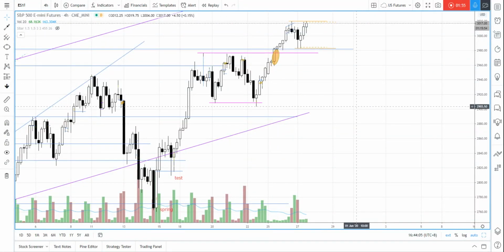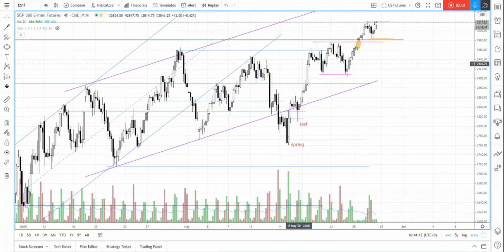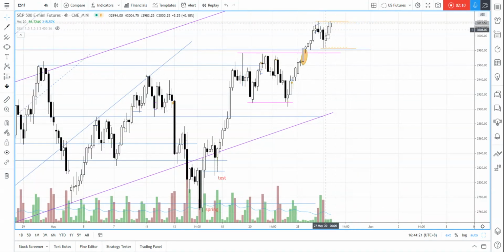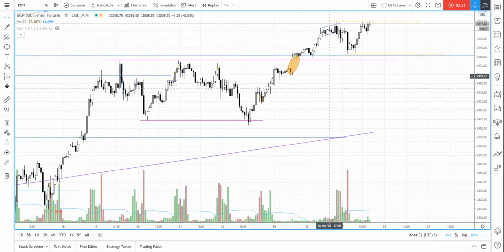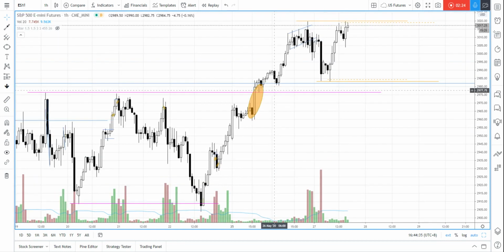But in terms of structure, I think it is a very textbook style structure. We have an accumulation, reaccumulation range here. The sign of strength rally started just after the spring and was followed by a backup action, and the rally seems to continue on.